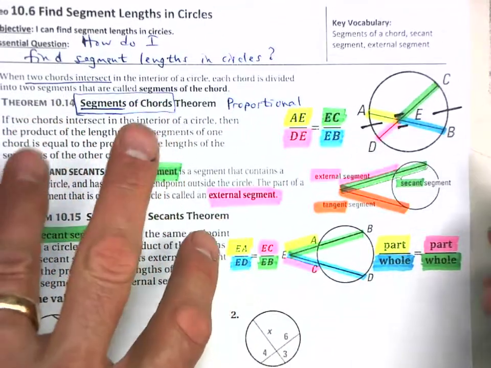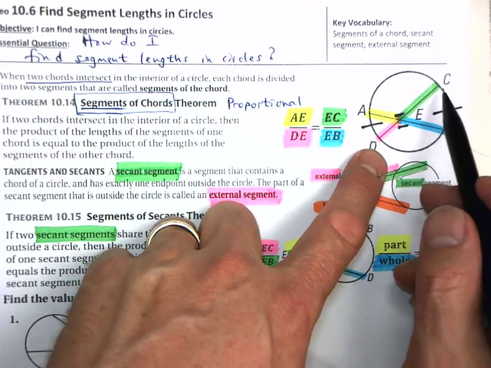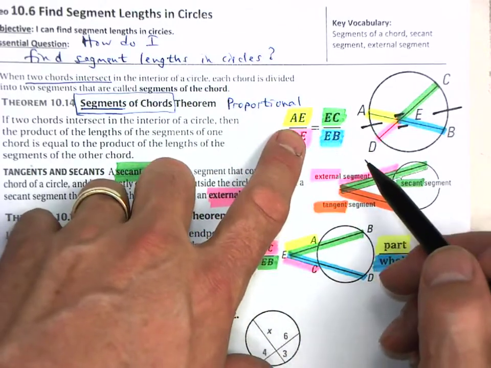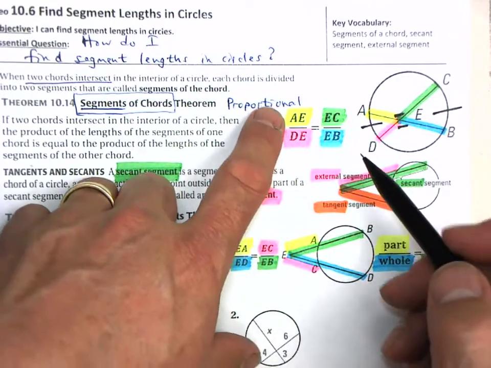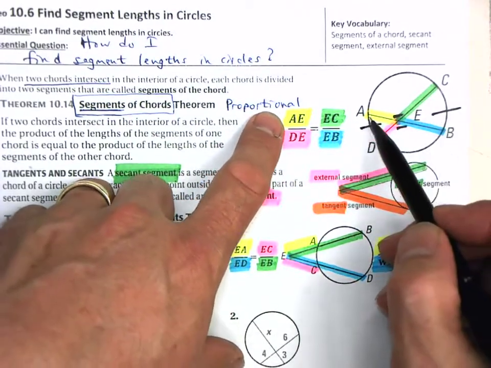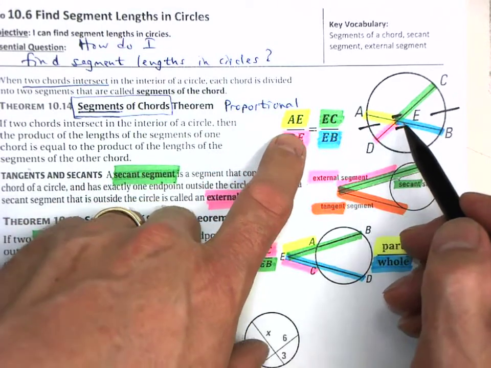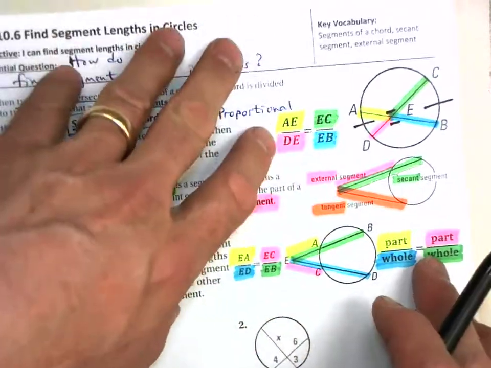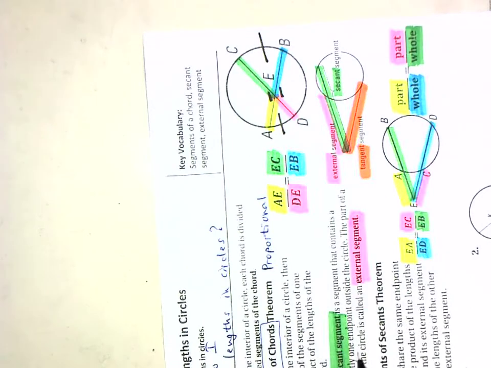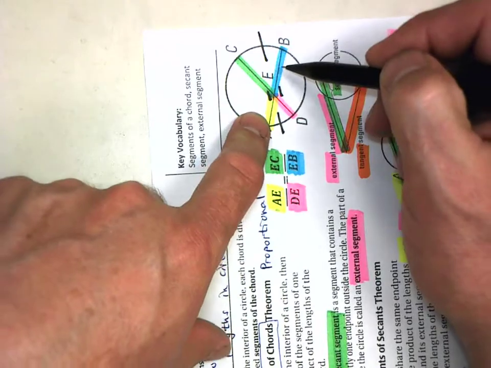And what's really helpful is that when you have two chords that intersect with each other inside of a circle, the lengths of the segments will always be proportional. In this particular case, the proportion is, like you see here, the yellow over the pink equals the green over the blue. And you could have swung it around like this, as you know, with similar triangles and so forth. You could have said green over yellow equals blue over pink.